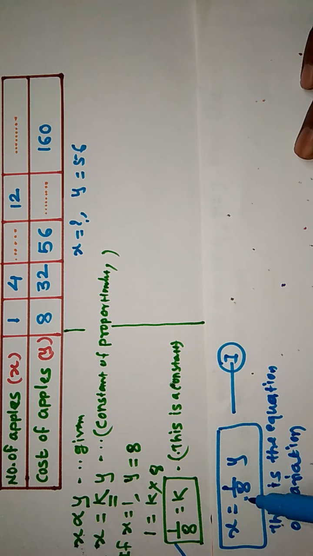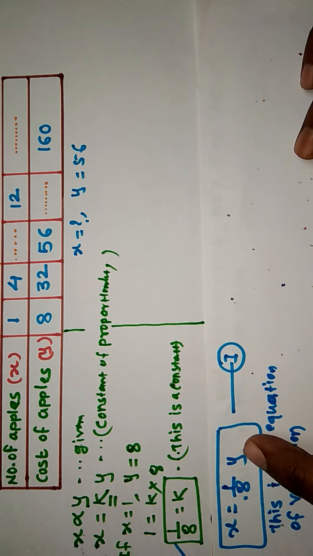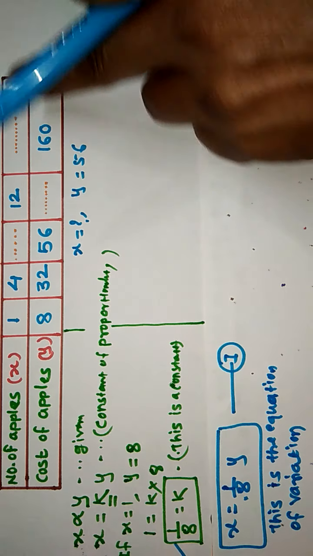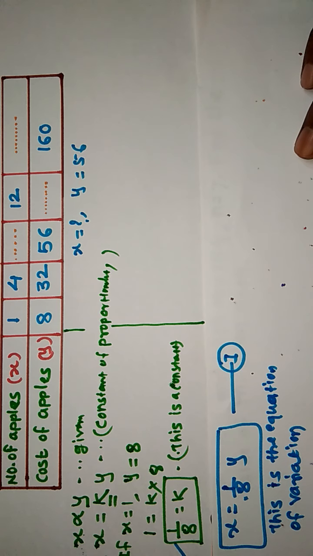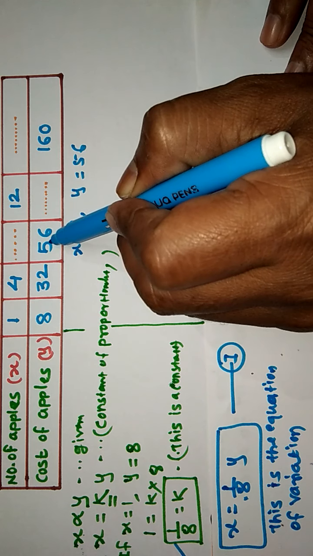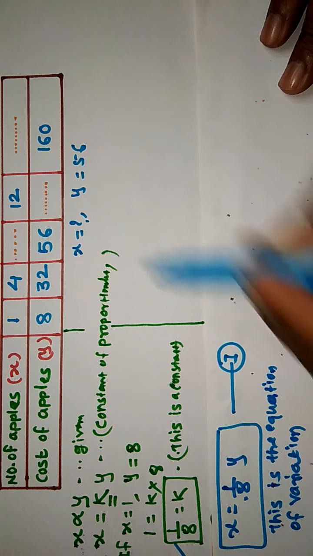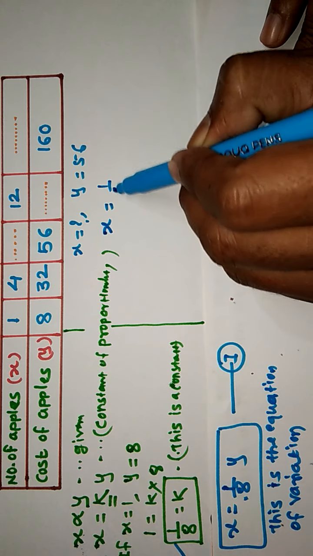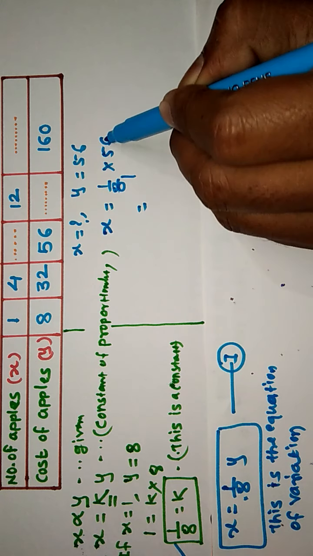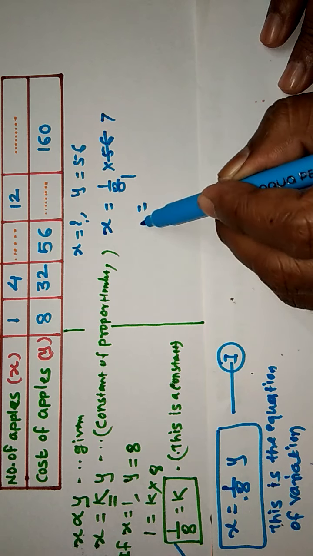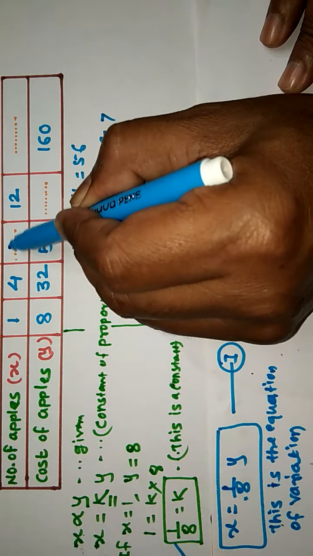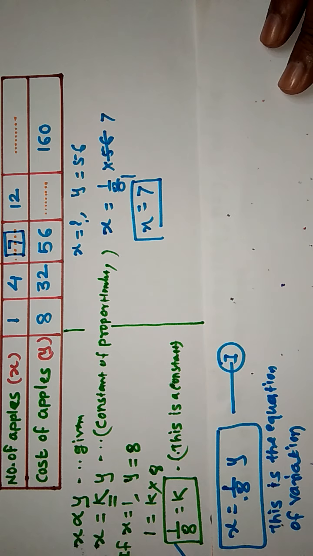Now using this equation, if x is given, then we find y. If y is given, then we find x. Using this equation, we find the remaining values from the table. Here we want to find x, and y is given. Substitute y in this equation: x is equal to 1 by 8 into 56. 8 ones are 8, 8 sevens are 56, so x is equal to 7. That means 7 apples.